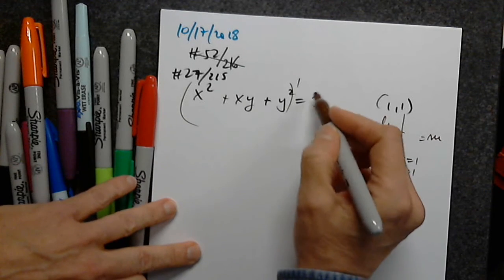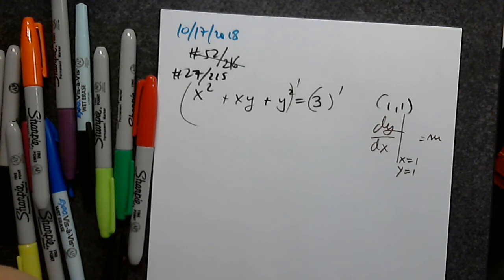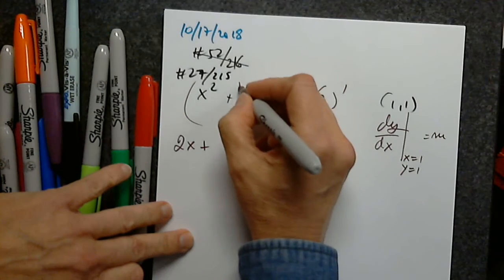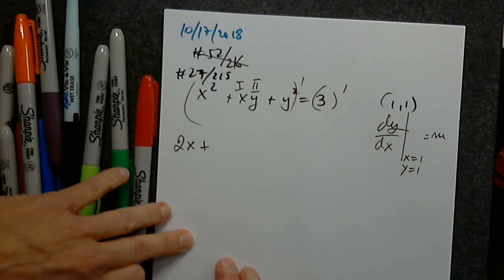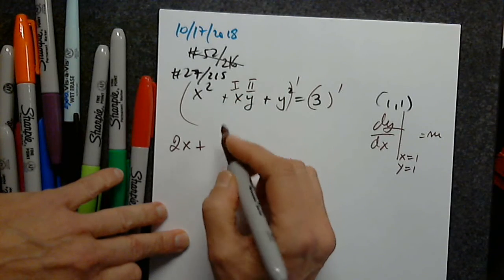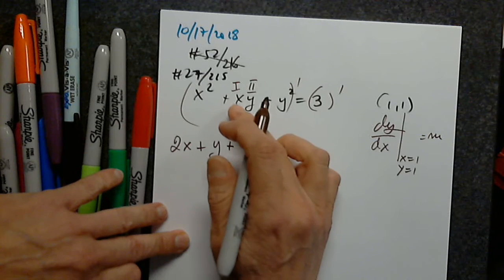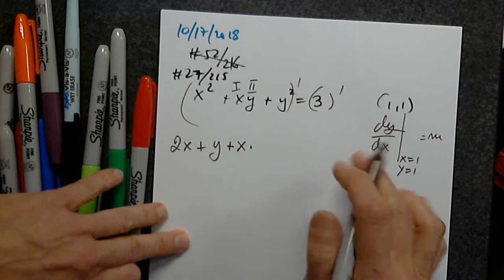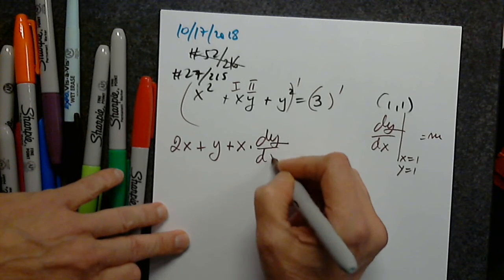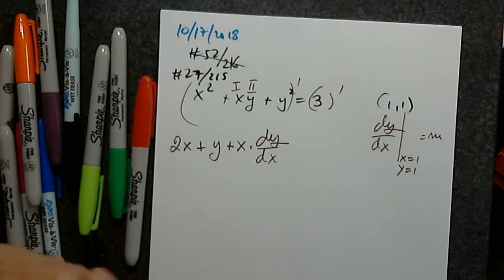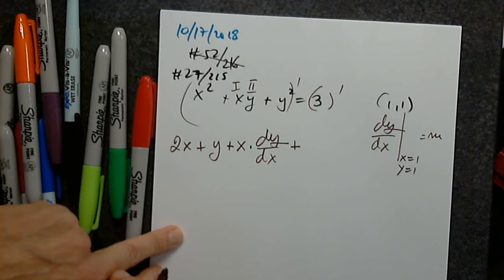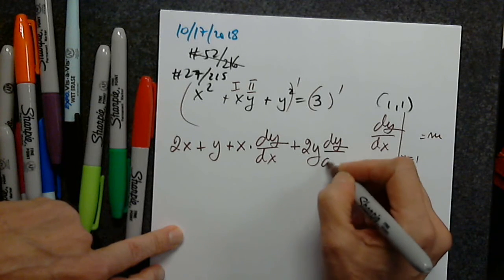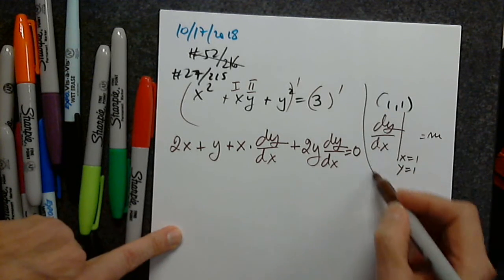So then we differentiate the left-hand side, we differentiate the right-hand side. Y is a function of x. So 2x plus, this is a product. Function 1, function 2, plus the first function, y, plus x times y prime, but we prefer writing it as dy over dx, plus 2y dy over dx equals 0.